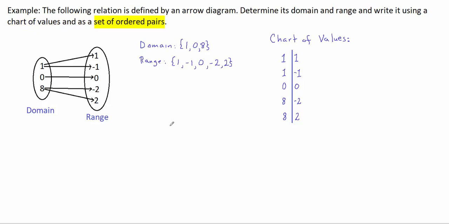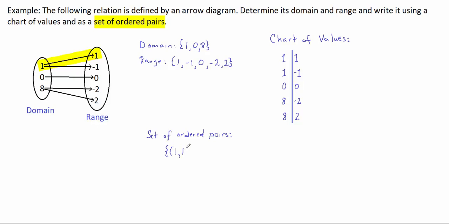Now briefly pause the video and see if you can write this relation as a set of ordered pairs. To write this relation as a set of ordered pairs, we get a pair for each arrow, where the first coordinate of the pair is the domain element at the start of the arrow, or where the arrow is from, and the second coordinate of each pair is the range element at the end of the arrow, or where the arrow is pointing to.